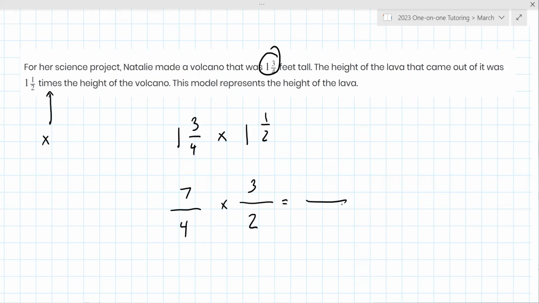All right, tell me what you've got here for the top and the bottom. For the top, I got 21/8. Very good. Now, we want to convert this to a mixed number. I don't think we've done this in a while. You have to take 21 and divide it by 8. So how many times does 8 go into 21?